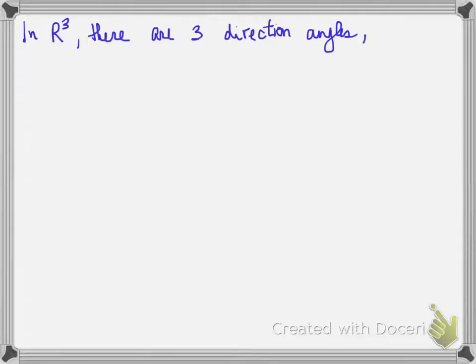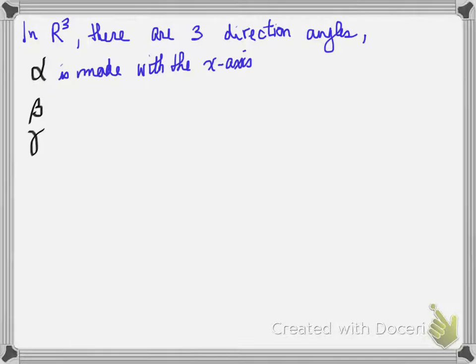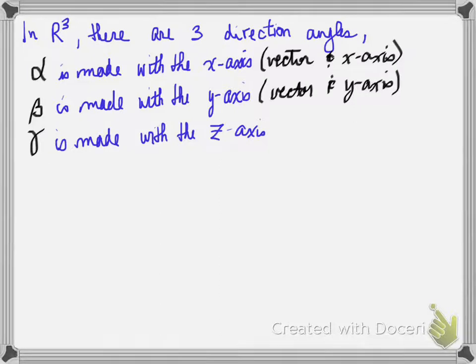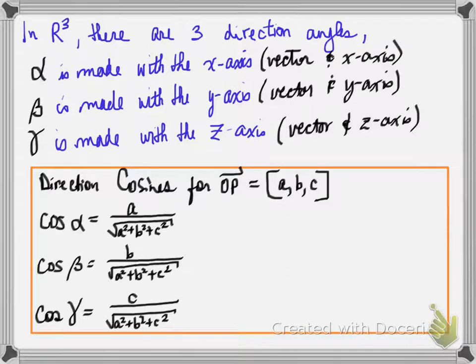In R3, there are three direction angles. There's alpha, beta, and gamma. Alpha is made with the x-axis. Beta is made with the y-axis. And gamma is made with the z-axis. So again, the vector with the x-axis is alpha, the vector and the y-axis is beta, and the vector and the z-axis is gamma.